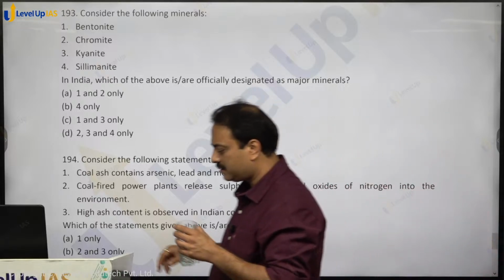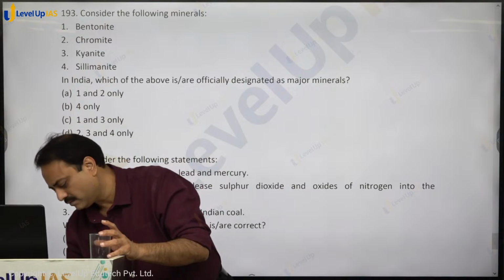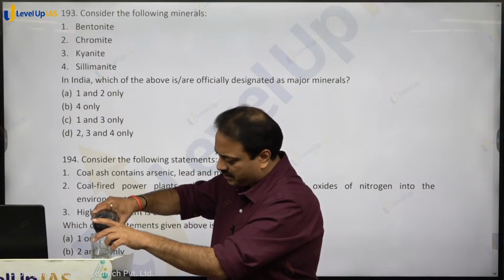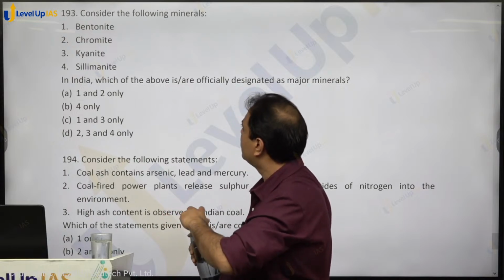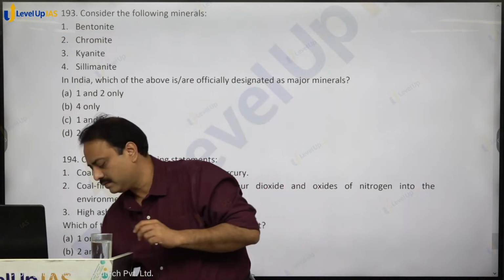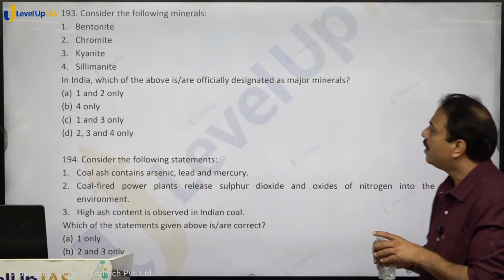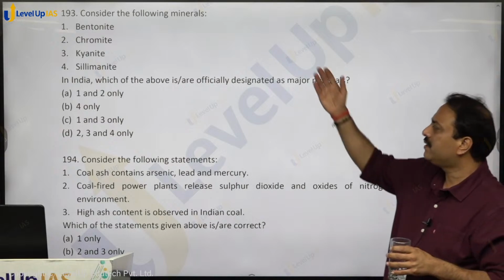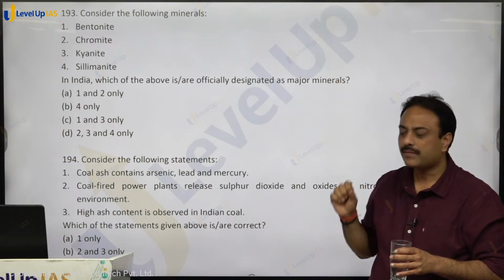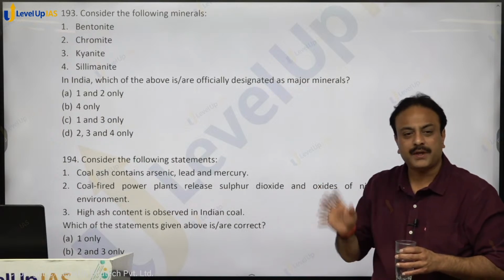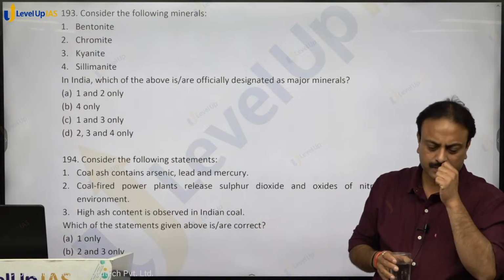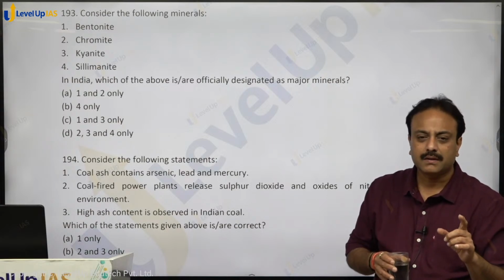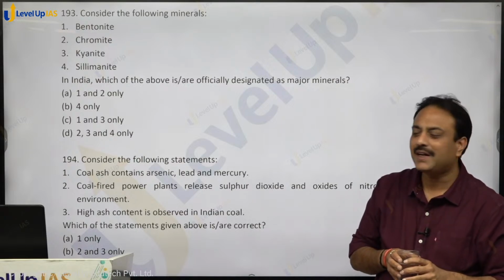Consider the following minerals. Bentonite, chromite, kyanite, sillimanite. Which of the above is/are officially designated as major minerals? Bentonite is used in construction industry. Agriculture में use है. Fertilizer industry it is used. Then it is used in makeup, face packs. Face pack जानते हो ना आप लोग? उसमें use होता है. Bentonite.